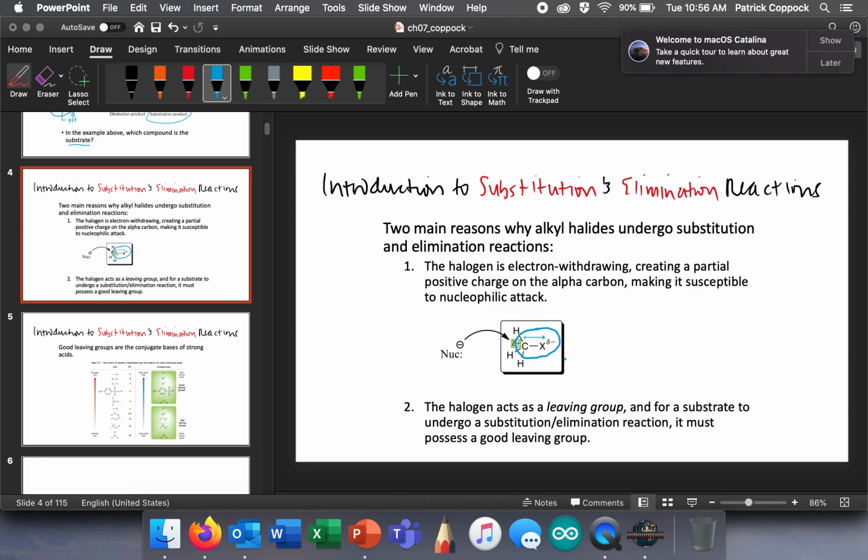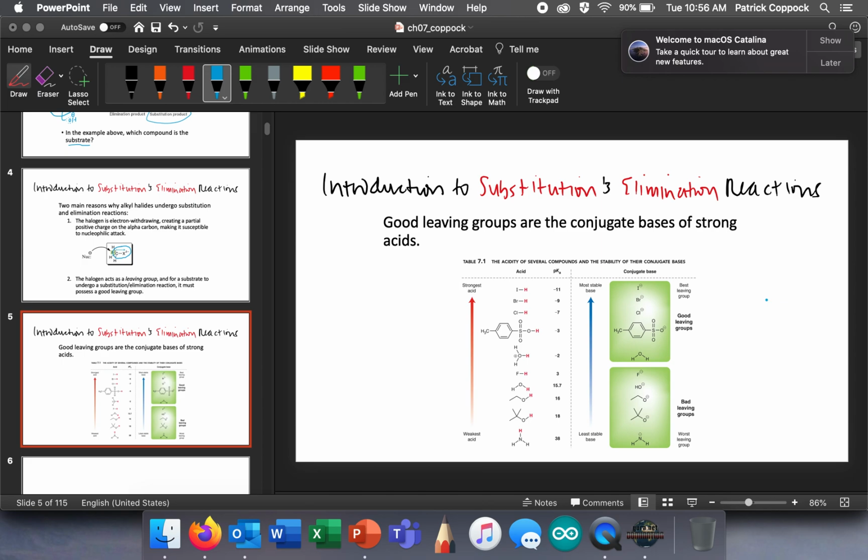For a substrate to go through a reaction like this, it has to have a good leaving group. Man, please pardon me, I'm going to start that sentence over again. For a substrate to go through a reaction like this, it has to have a good leaving group. If it doesn't have a good leaving group, you're not going to get substitution or elimination, right? So what is a good leaving group? Well, it makes a tremendous amount of sense. Good leaving groups are things that are stable on their own.